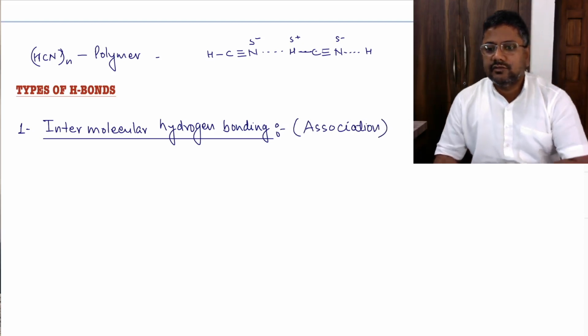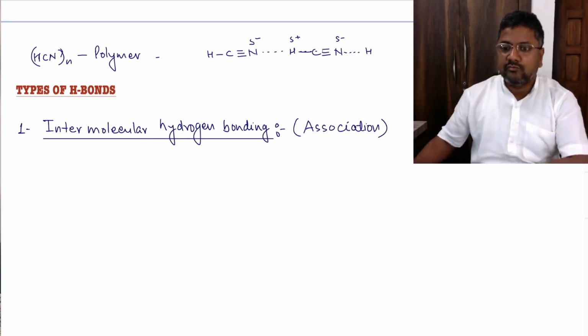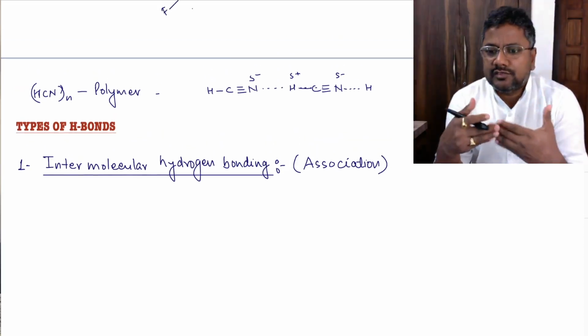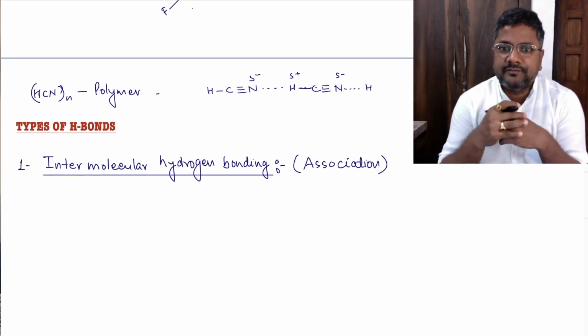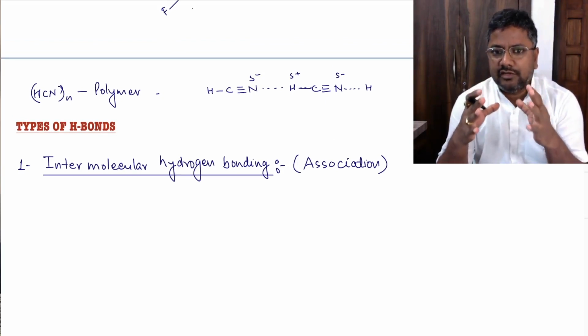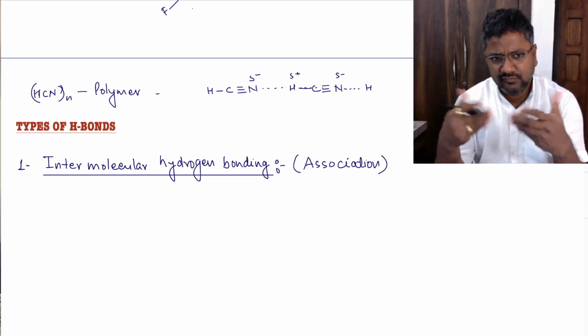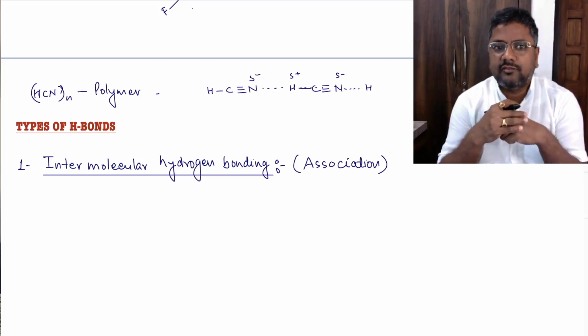Association. So in this case, two or more molecules. It is not a requirement that both the molecules are same or both the molecules are different. So when hydrogen bonding involves two or more molecules, then it is called intermolecular hydrogen bonds.